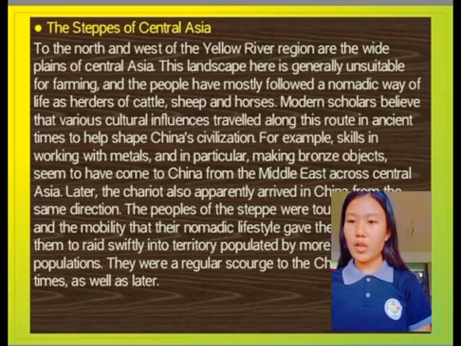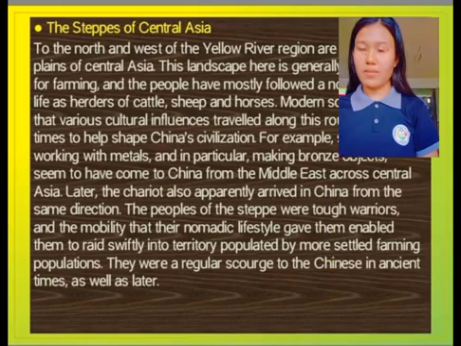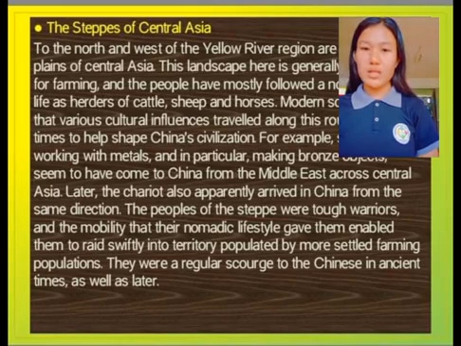For example, skills in working with metals and, in particular, making bronze objects seem to have come to China from the Middle East across Central Asia. Later, the chariot also apparently arrived in China from the same direction. The peoples of the steppe were tough warriors, and the mobility that their nomadic lifestyle gave them enabled them to raid swiftly into territory populated by more settled farming populations. They were a regular scourge to the Chinese in ancient times as well as later.